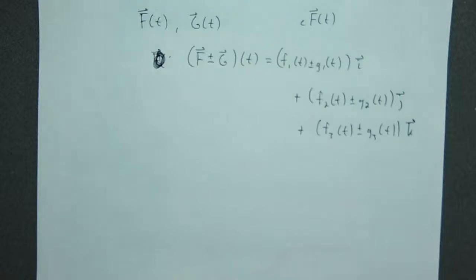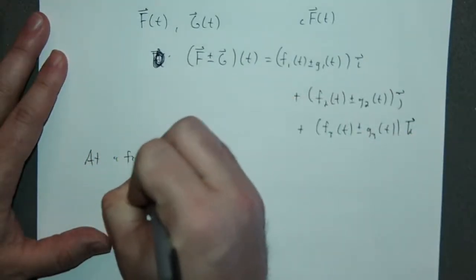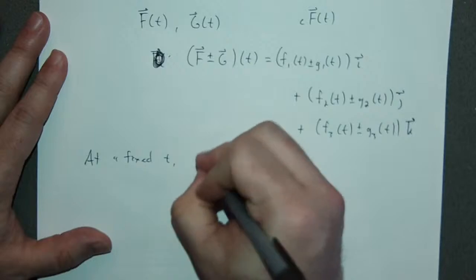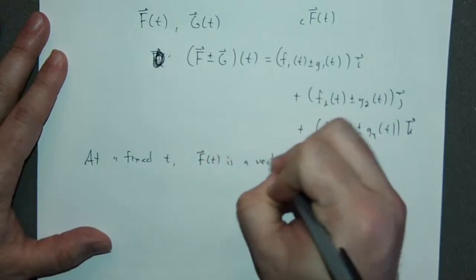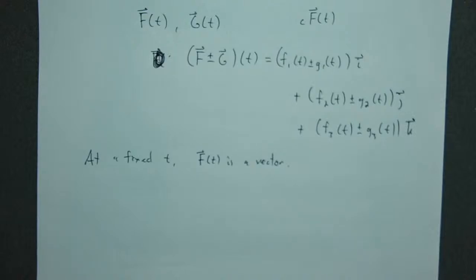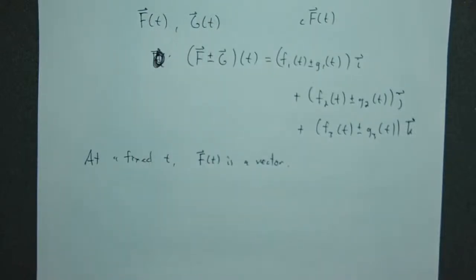That at a particular t, so at a fixed t, f of t is a vector, right? That's the definition. Okay. And so at some given t, both f of t and g of t are two vectors. So multiplying them has the exact same properties of just multiplying two vectors. And so we can do this pointwise, right?